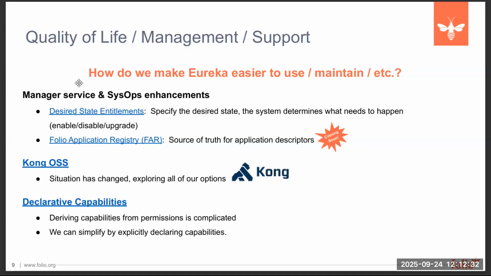And declarative capabilities. So presently, the way that Eureka works is it takes information from the module descriptors about permissions and then derives information from that to create capabilities. And what we found is that there are a lot of edge cases. There's a lot of inconsistency within Folio of how permissions are defined, used, and named. And that makes things a little bit more complex than maybe we anticipated.